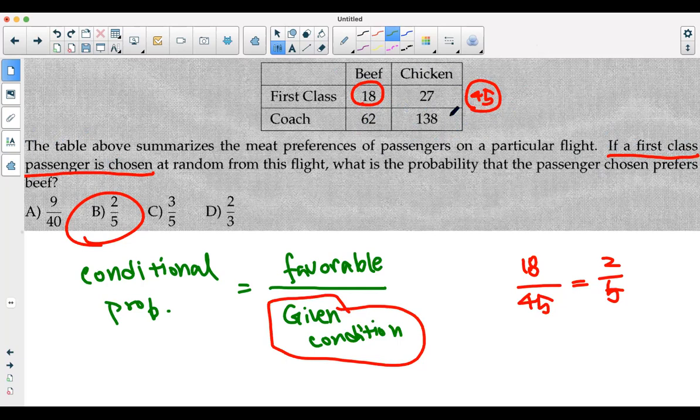Whatever that might have been. That's how we would have done it. But in this case, it was based upon first class people. All right, guys. So many of you guys started very well.